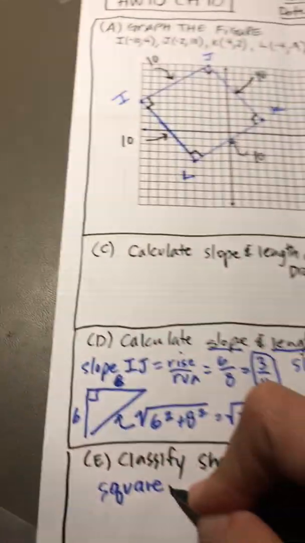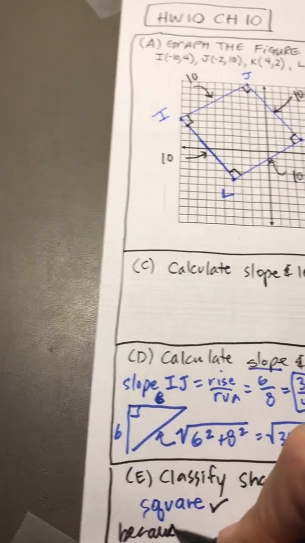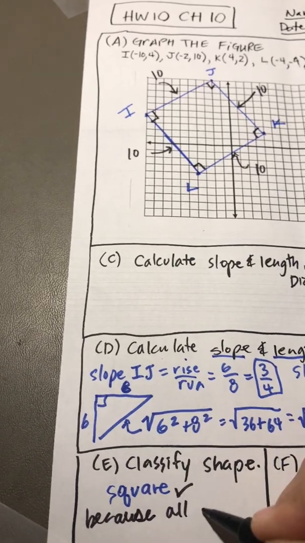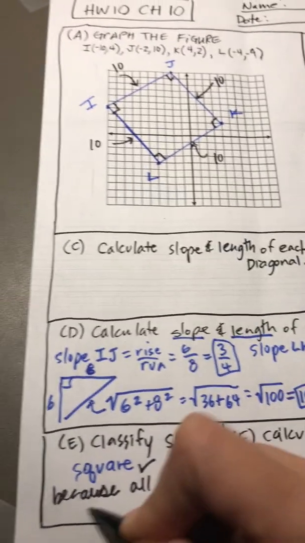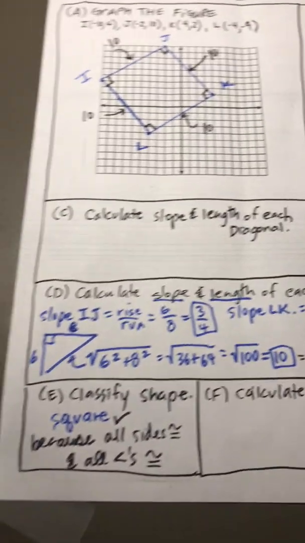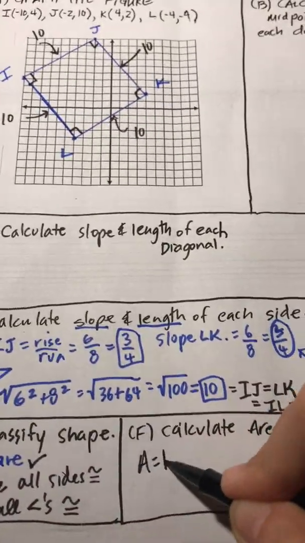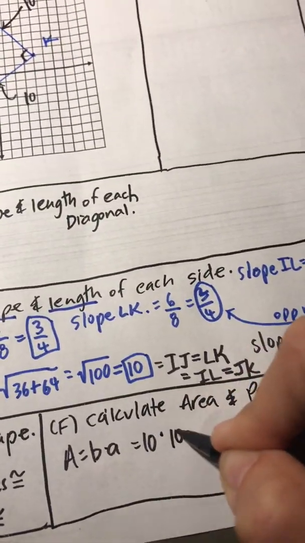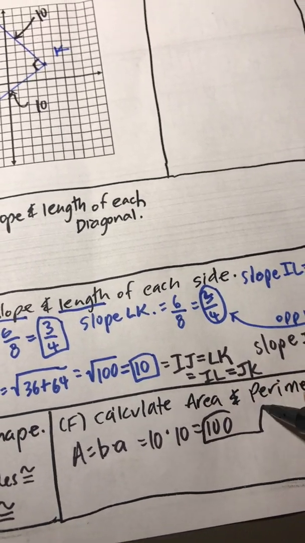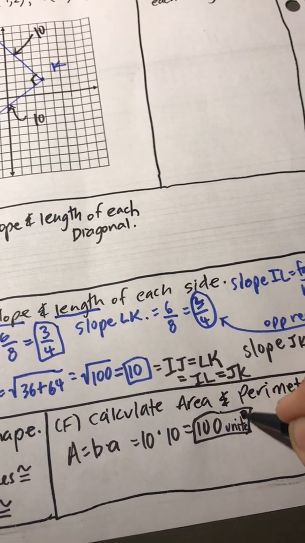Cool. So I think that's enough proof that it is a square, because all sides are congruent and all angles are congruent. Okay? Now that I know it's a square, the area of a square is base times altitude, and I have a built-in altitude, so this is going to be an easy one. Just 10 times 10, or 100, is my area. And I don't know the units, so I'll just say units squared.